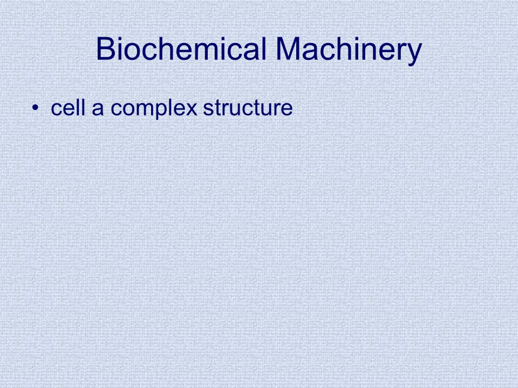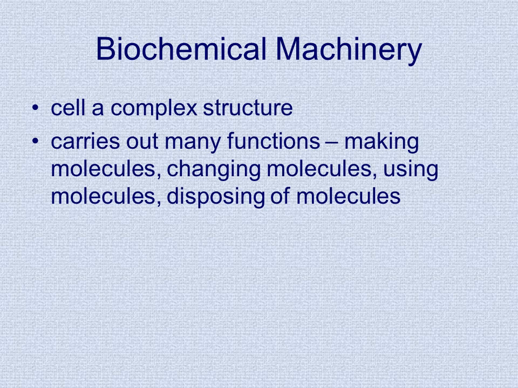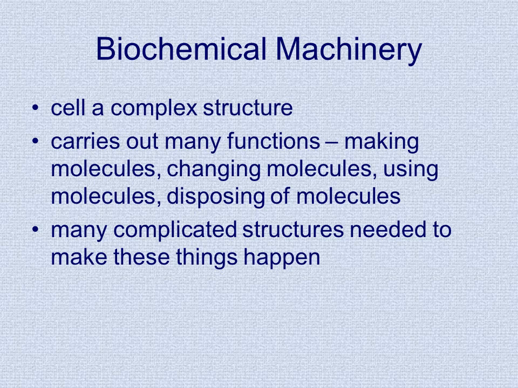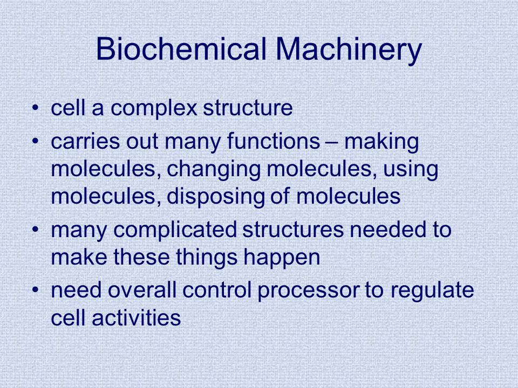Now, the cell is a complex structure, very complicated. It carries out a lot of functions. The cell makes molecules, it changes molecules, it uses molecules, it disposes of molecules. Anything you can do with a molecule, the cell does. Many complicated structures are needed to make these things happen. These structures that accomplish these things are very complex, very highly organized. And you need an overall control processor to regulate cell activities. You can't just have parts of the cell going wild, doing whatever they feel like. You need something to control all of it.